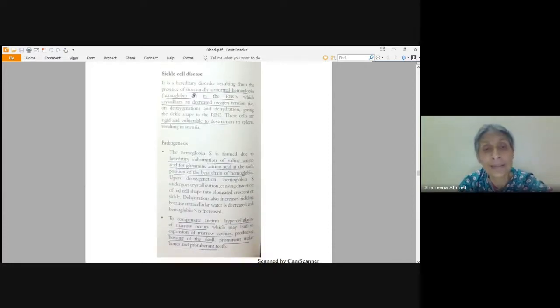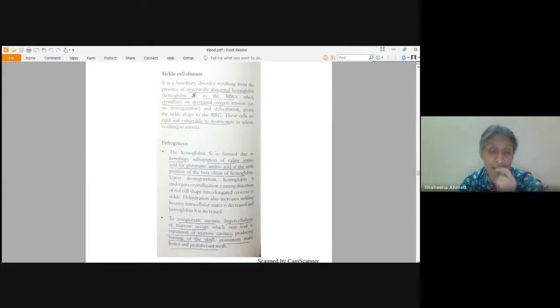Now we look at sickle cell disease. In sickle cell disease, again, this is a hereditary disorder. In this, the hemoglobin is structurally abnormal. You are going to see a variety of hemoglobin which is known as hemoglobin S.